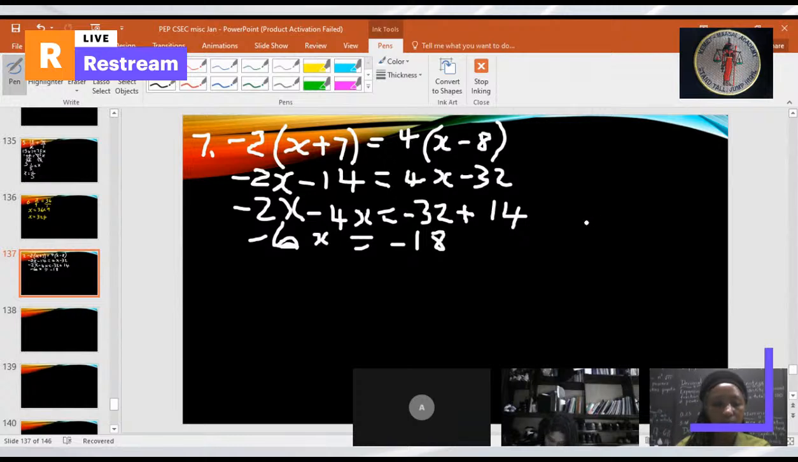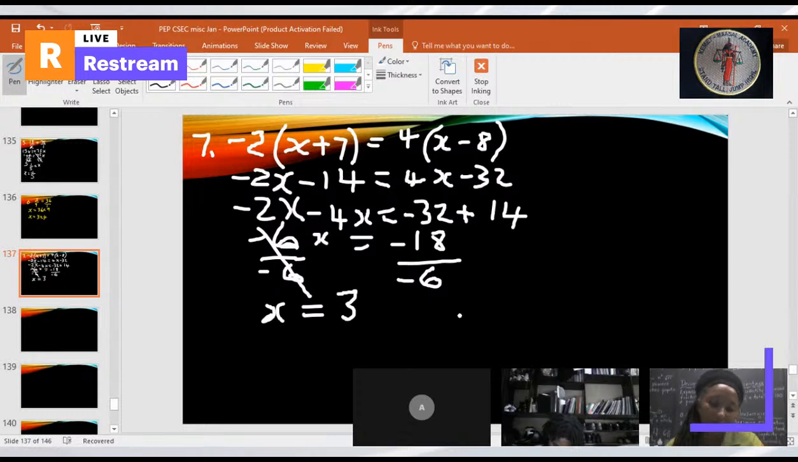We divide both sides by negative 6, and that cancels. So what's negative 18 divided by negative 6? That would be positive 3.